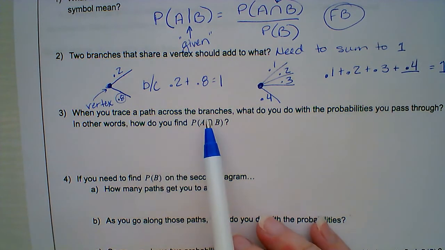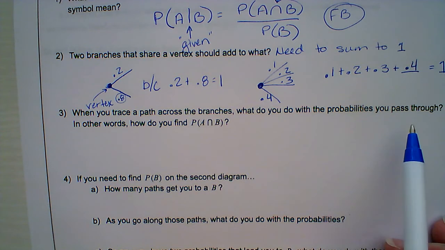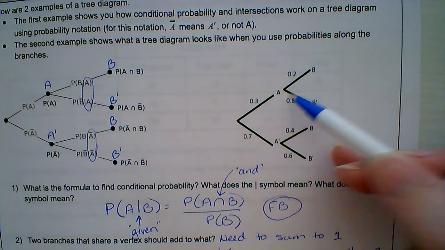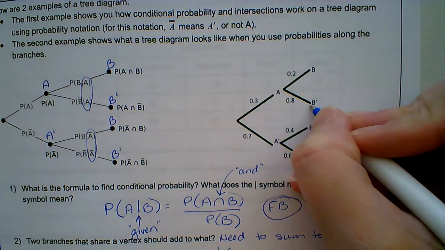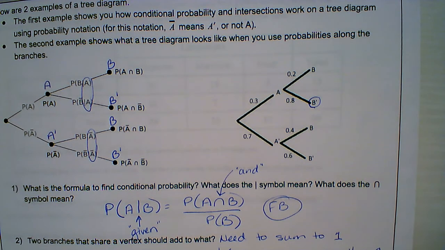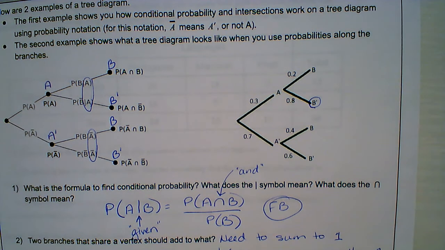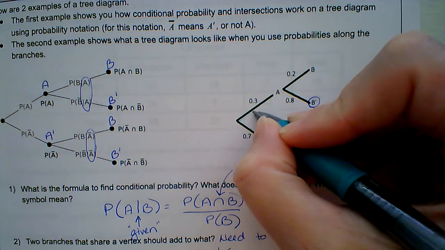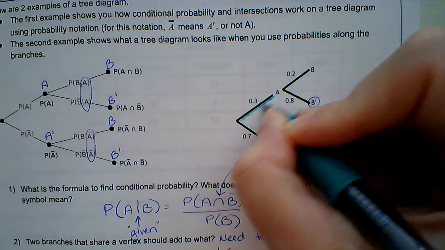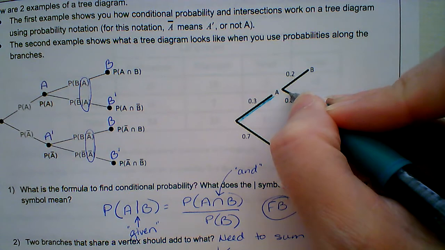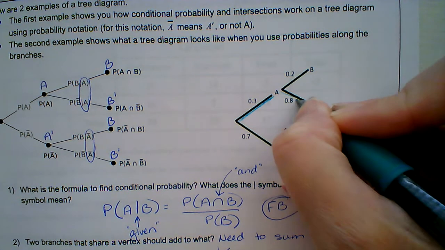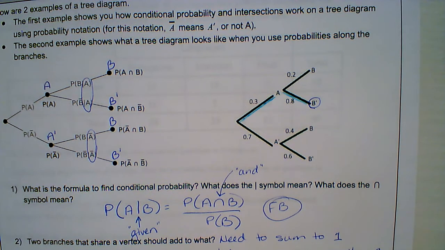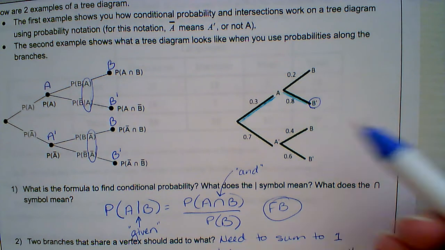When you trace a path across the branches, what do you do with the probabilities you pass through? Okay, well, let's take a look at my example up here. Let's say I want to get to that B naught right there. What's the path that I have to take? Well, I'm going to have to go across the 0.3, and then I'm going to have to go down to B naught. So as I go across that path, what am I going to do with those probabilities?